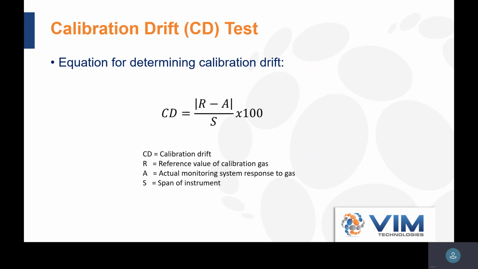This is the calibration drift equation. It's the reference value minus the actual monitoring, divided by the span of the instrument. It's important to remember it's divided by the span of the instrument, and not the span gas value or the concentration of the gas.